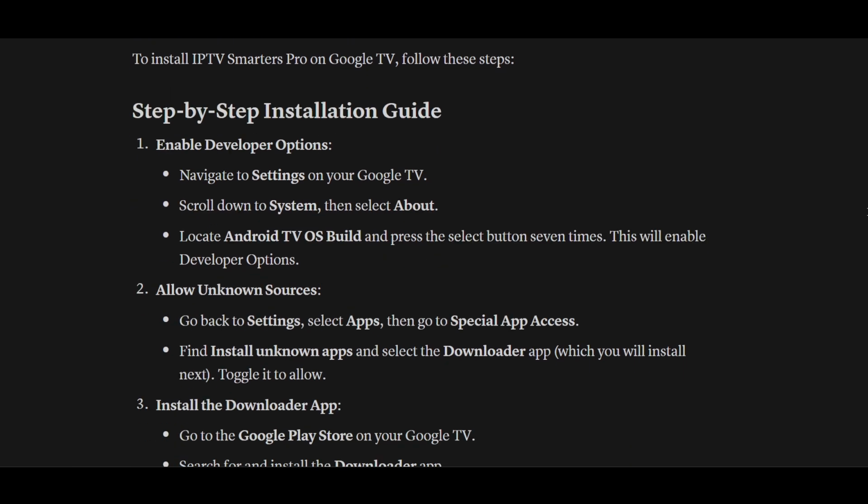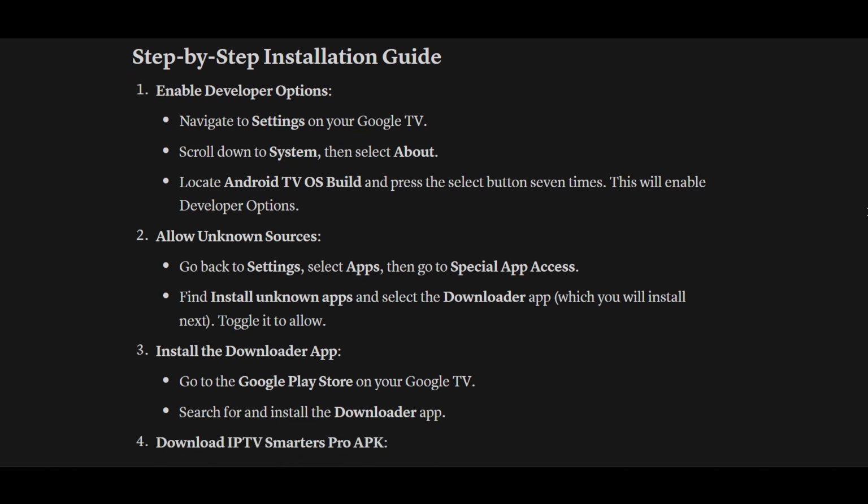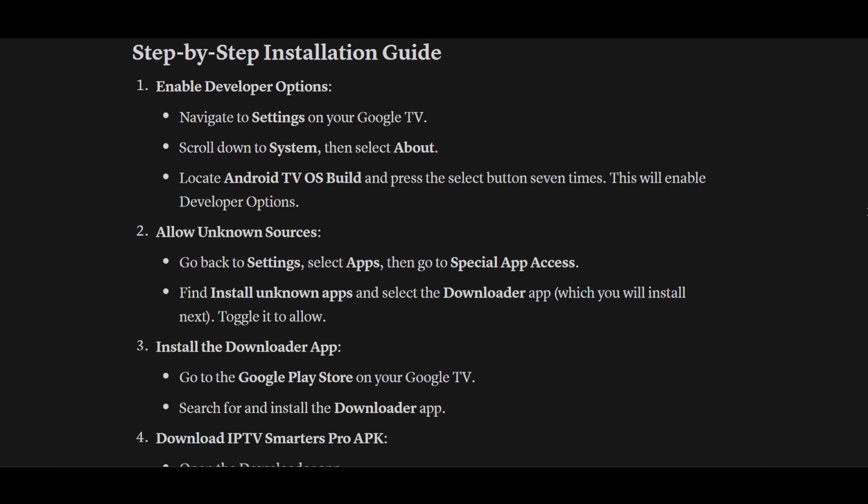So you have to turn on the developer option because most of the users, I'm sure, didn't turn on the developer option. So navigate to the settings on your Google TV, scroll down to the system and select about, locate Android TV operating system build and press the select button 7 or 8 times. This will enable developer option.